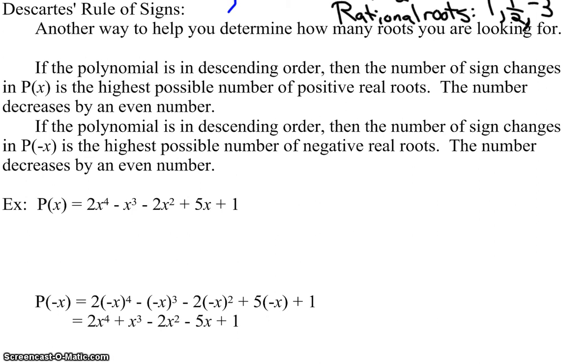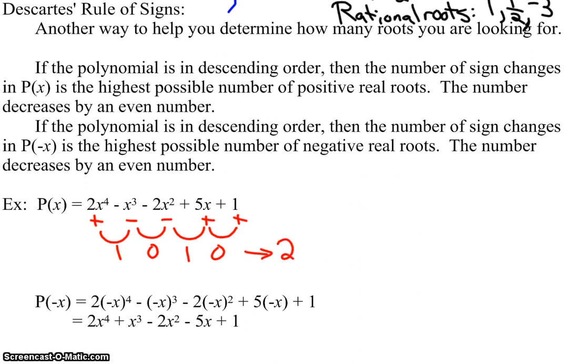When I substitute in a positive number for x, I have a positive, a negative, a negative, a positive, and a positive. What I'm actually looking for is how many times the sign changes. It changes once from positive to negative. It does not change from negative to negative. It changes once from negative to positive, and it does not change from positive to positive. So the total number of sign changes is 2.